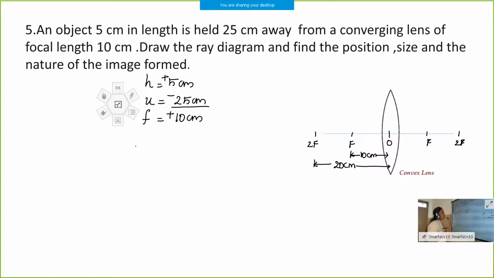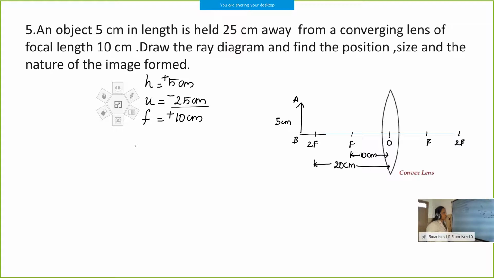So where is the object kept? Object is kept at a distance of 25 centimeter. That means it is a position beyond 2f. Okay. So you have to draw the object beyond 2f. AB is the object and height is given as 5 centimeter. So these are the given values.